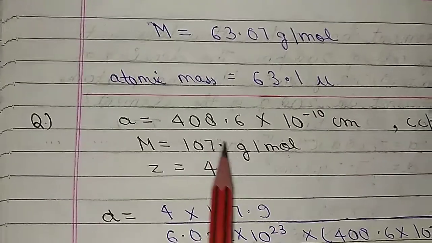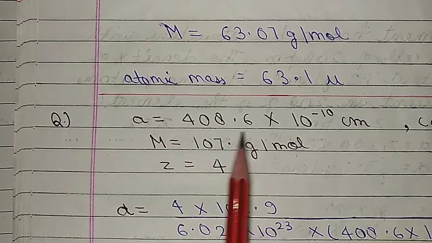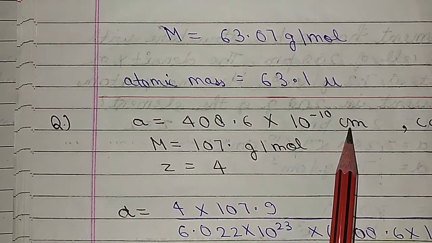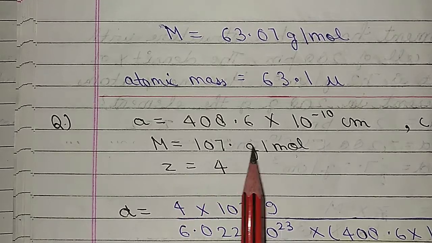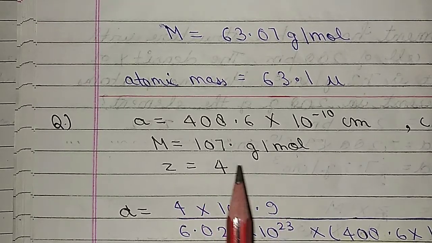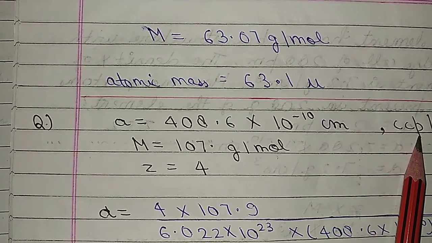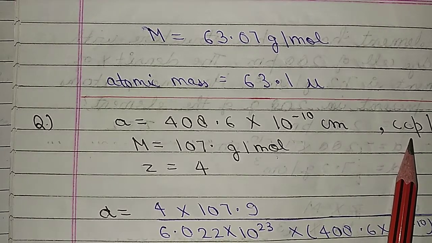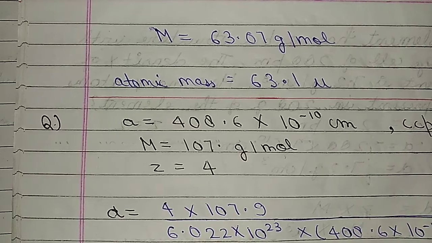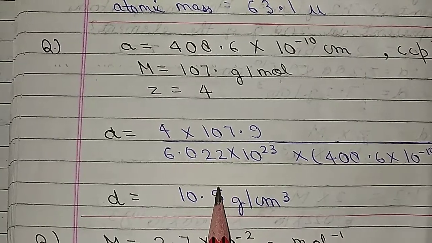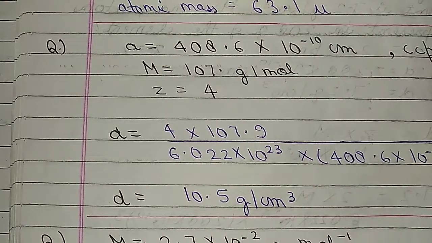For example, if the edge length of unit cell is given as 408.6 into 10 to the power minus 10 centimeter, the molar mass is given as 107 gram per mole, and the structure is cubic close packed structure, and in cubic close packed structure atoms per unit cell is equal to 4, so we can simply apply the formula and find the density of a unit cell.